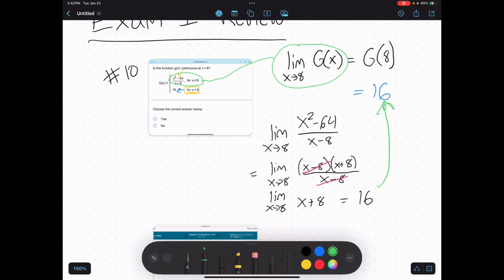It matches. So, in our case, at least for my problem, since the limit matched what the function value was, the function is continuous. Okay. Feel free to pause and work through your problem, and then I'll start on the next one.